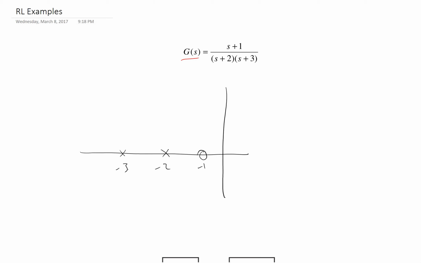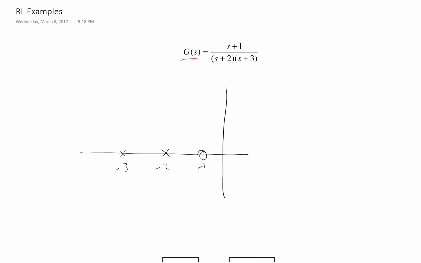Now, one of the first things we want to do is determine how many branches are going to go to infinity. And in all cases, we simply subtract the number of zeros from the number of poles. So we've got 2 poles minus 1 zero, so we've got 1 branch going to infinity. So we know if we've got 1 branch going to infinity, it goes at -180 degrees.